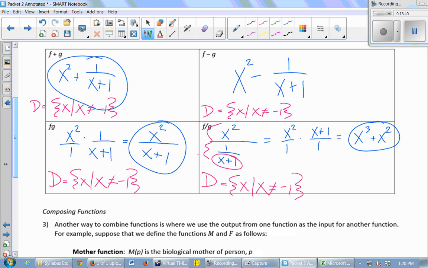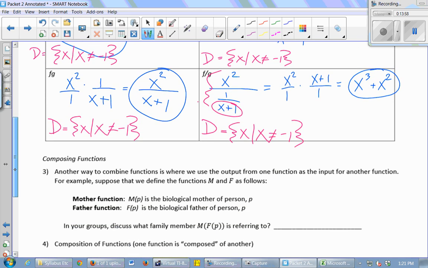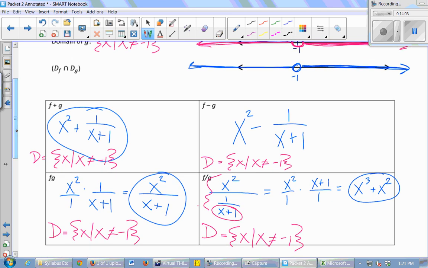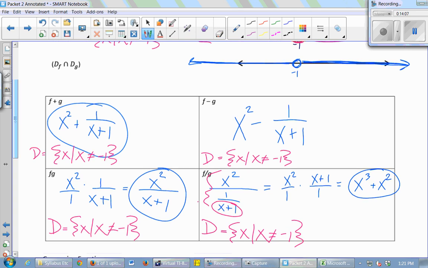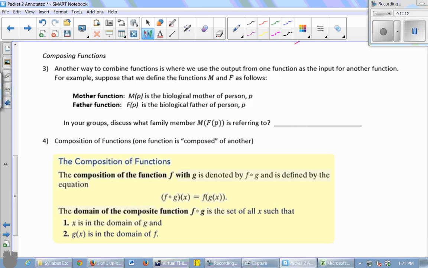So the moral of the story here is that when you're adding, subtracting, multiplying, or dividing two functions, the domain is the intersection of the domain of the two functions, always, no matter what the operation. Okay, so that's 4 ways you can combine functions. You can add, subtract, multiply, and divide functions.